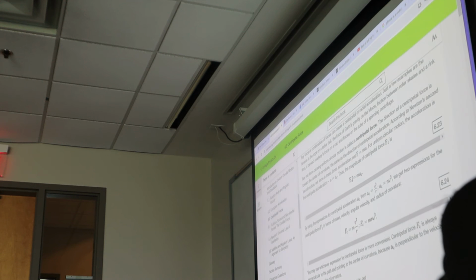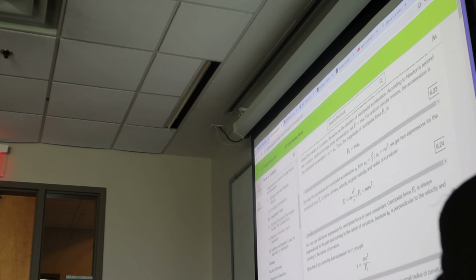pretty much the same thing. The magnitude of centripetal force equals mass times centripetal acceleration. And then we know that centripetal acceleration is v squared over r, or r omega squared. We get two expressions for centripetal force. So you could either use m times v squared over r, or m times r omega squared.